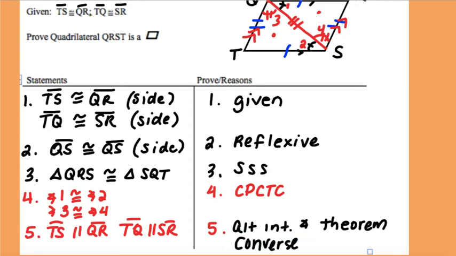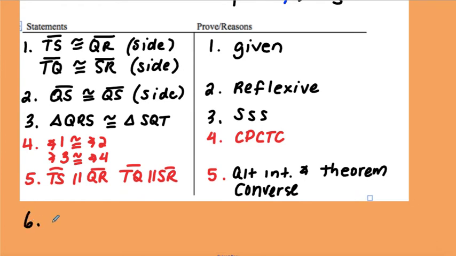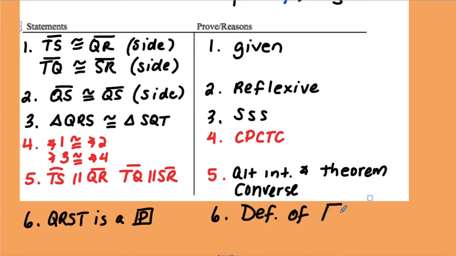Wow! So if the lines are parallel, then QRST is a parallelogram. I'm going to put it like that with the P inside. It's a parallelogram because of the definition of a parallelogram. The definition of a parallelogram is a quadrilateral with both pairs of opposite sides parallel. Woo! That was easy. I got it.